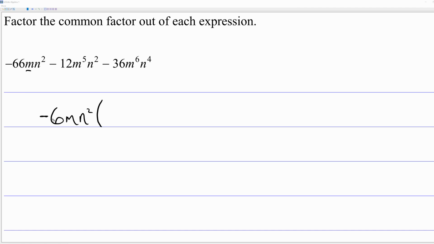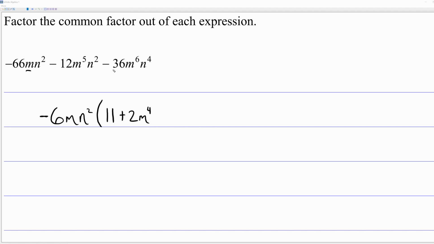-66 divided by -6 is +11. We had one m, but we took it out, so there are no m's anymore. We had two n's. We took two n's out, so there aren't any of those anymore. And then we move to the next term. -12 divided by -6 is +2. We had 5 m's. We took one out. That leaves 4 left. We had 2 n's. We took 2 out, so there are none left.